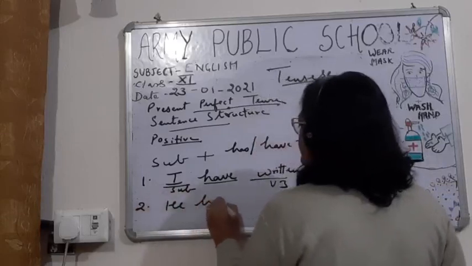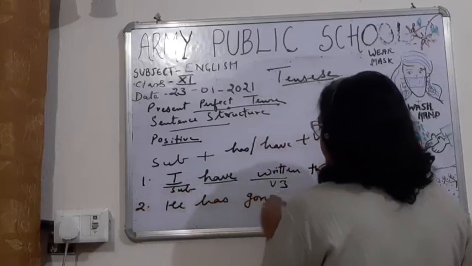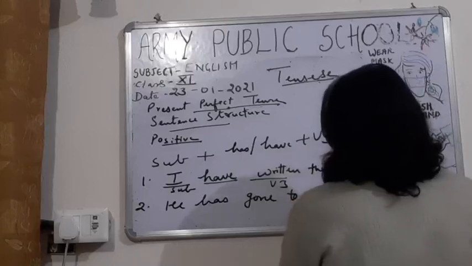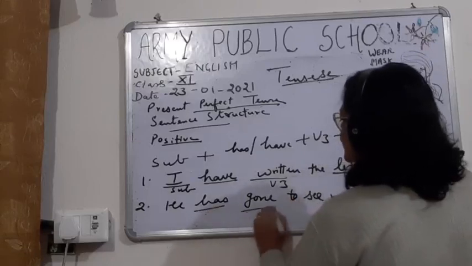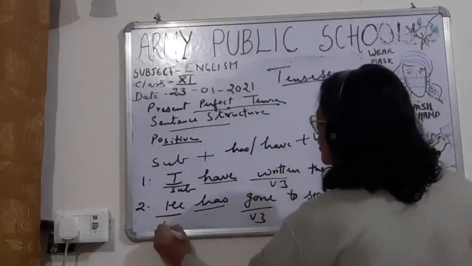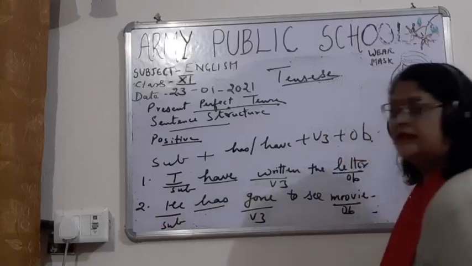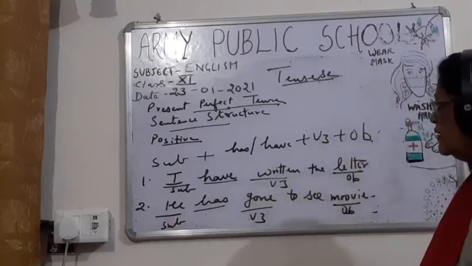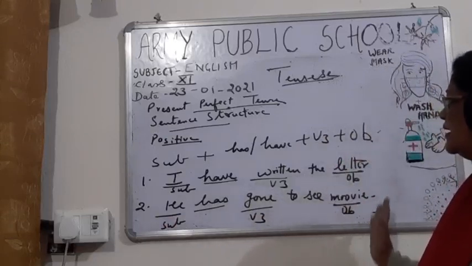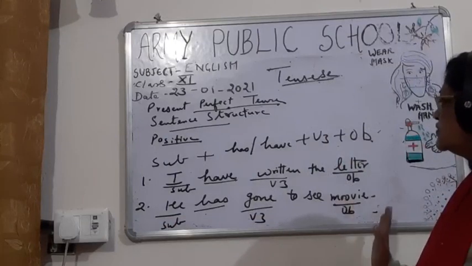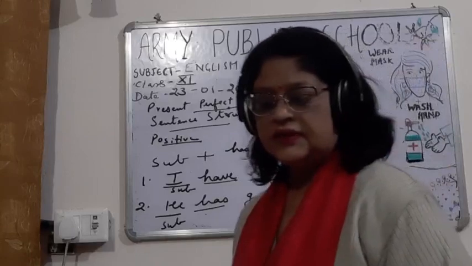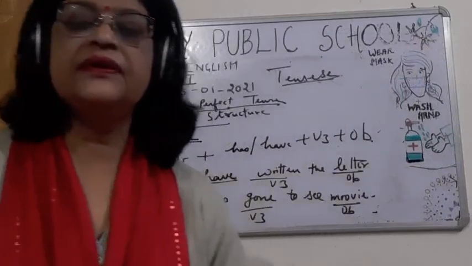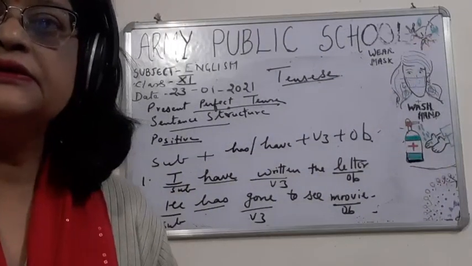He has gone to see movie. Movie is an object, this is has plus V3. Okay, this is the case. I have written the letter, he has gone to see movie. Okay, this is the sentence structure of positive sentences.